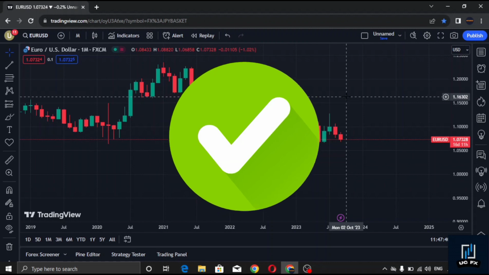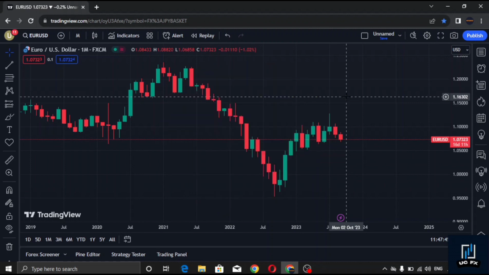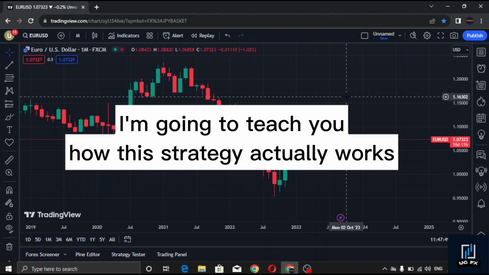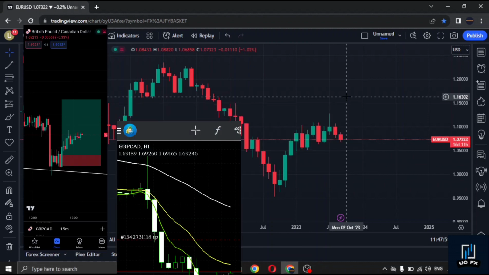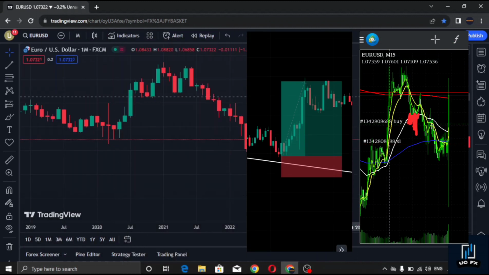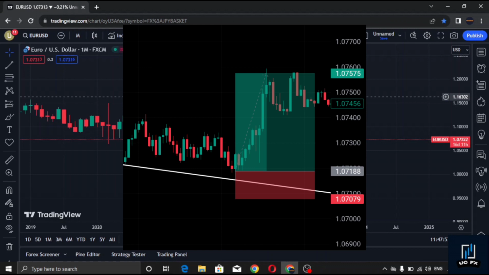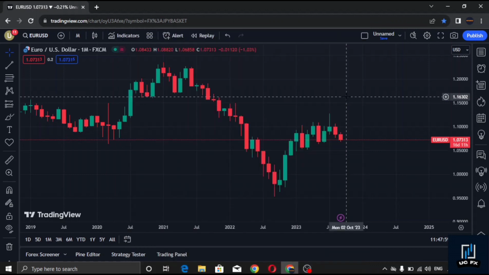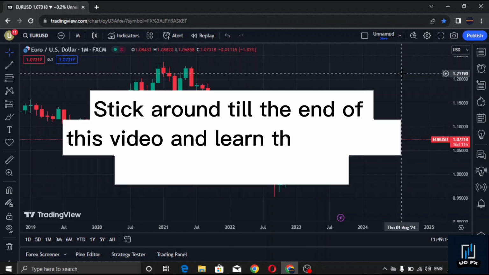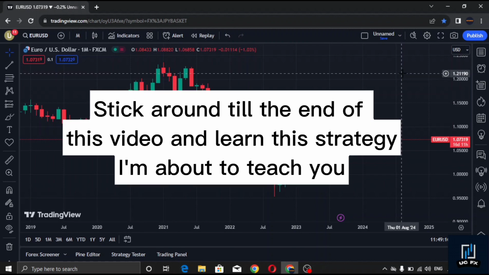This is the best forex scalping strategy I've seen so far in my almost 4 years of trading the forex market. And I'm going to teach you how this strategy actually works. And for information, I've backtested this strategy and it has proven trusted. This is actually the recent trade that I took with this same strategy. Please stick around to the end of this video and learn this strategy I'm about to teach you.